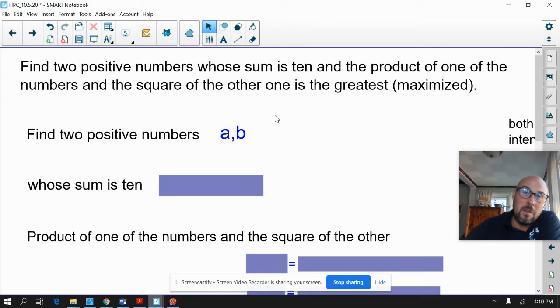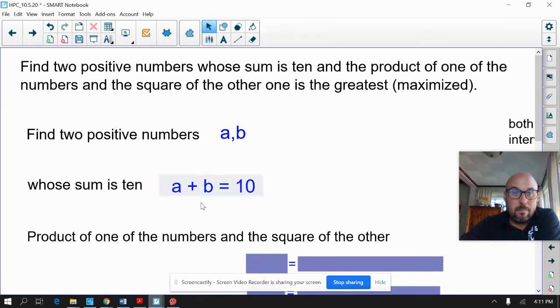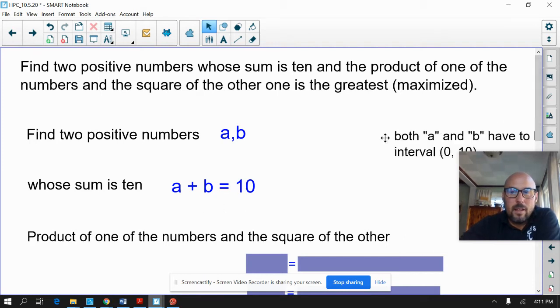So I'll just give them names, A and B. And I know that their sum is 10. So the sum of these two numbers must equal 10. Mathematically, that's A plus B equals 10. I don't know how I'm going to use that yet, but that's what that means. The two numbers that I'm thinking about have to add up to 10, and they have to both be positive.